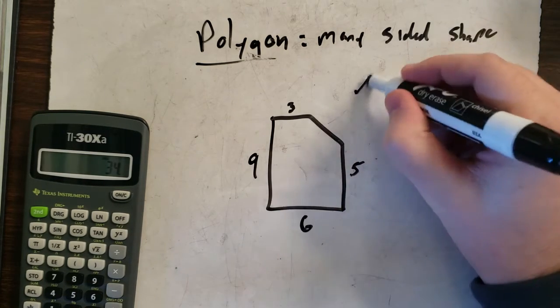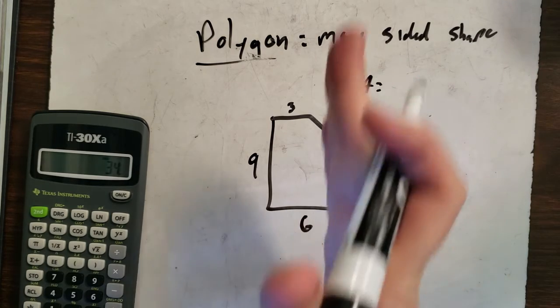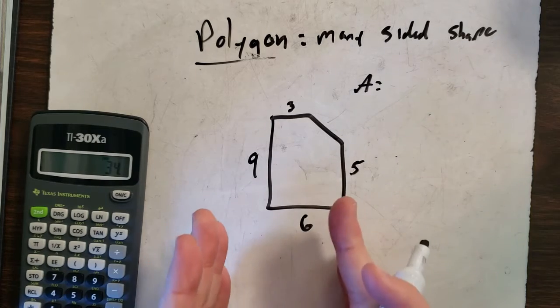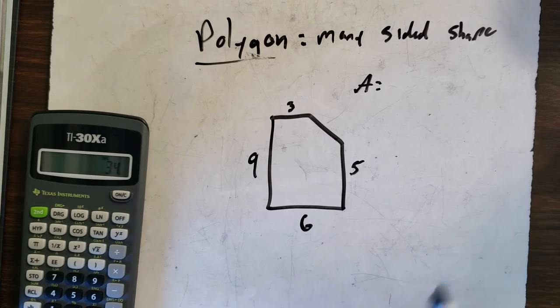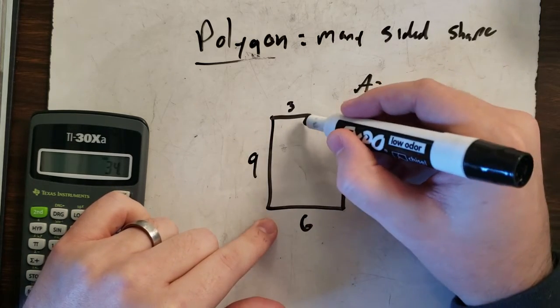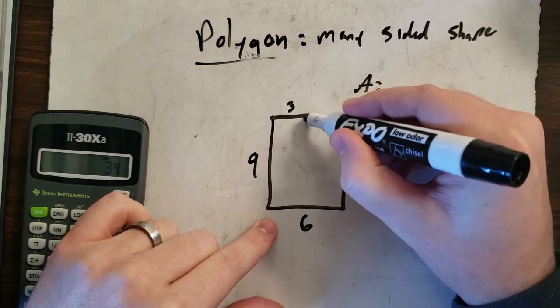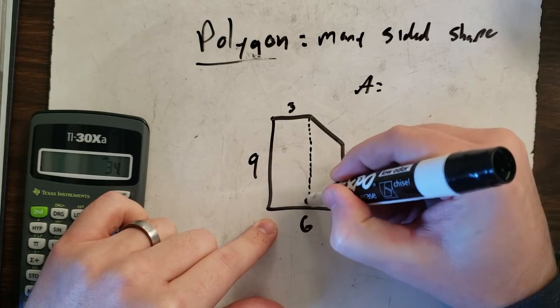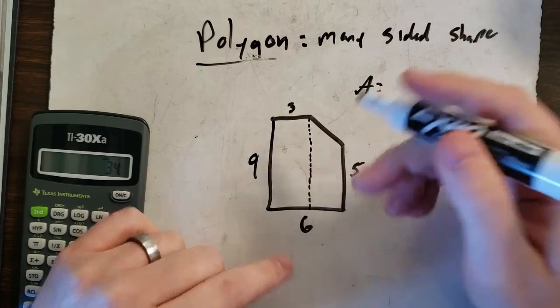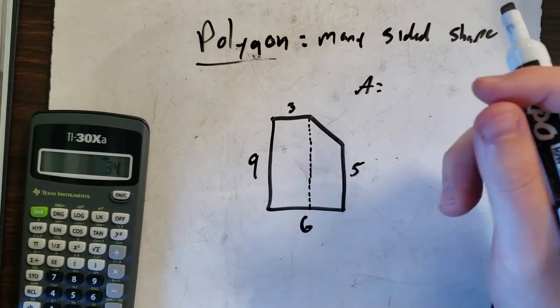To find the area of this, we have to cut it up into shapes we know. So what shapes can we cut this into? Well, if we look, it kind of looks like a rectangle, right? So from this line here, I can take this straight down, and look, I have a rectangle. Well, I know the area of a rectangle. I know how to do that.